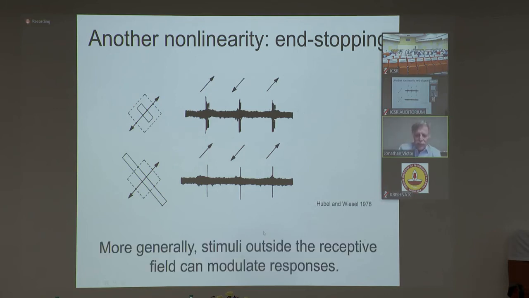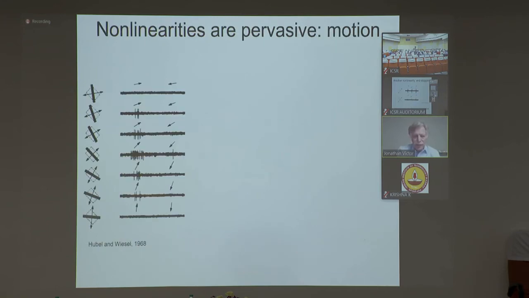So this is one example of a much more general phenomenon that presentation of the components of the scene outside of the receptive field can modulate the response. And so again, formally, this is a nonlinearity.